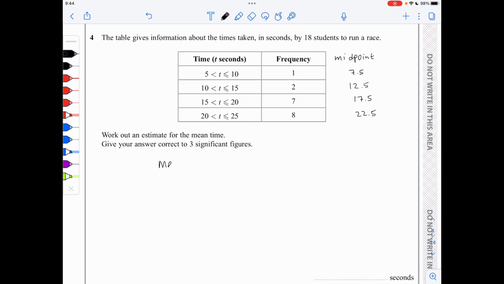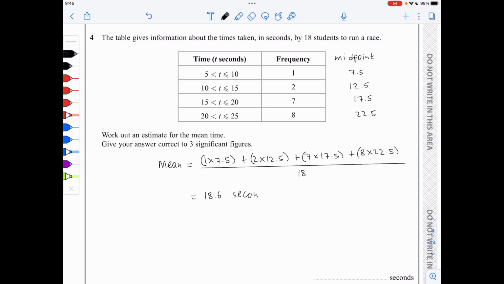So an estimate for the mean will be found by multiplying frequency by midpoints and adding them up. So plus 2 times 12.5, plus 7 times 17.5, plus 8 times 22.5, and all of it divided by the total number of people, which we have been told to be 18 students. So divide this by 18, and we get an answer of 18.6 seconds.